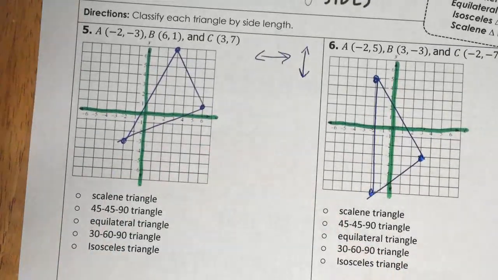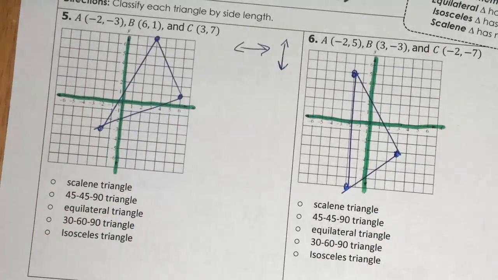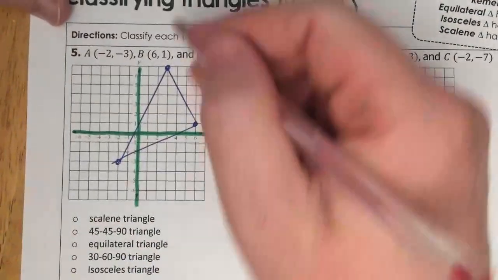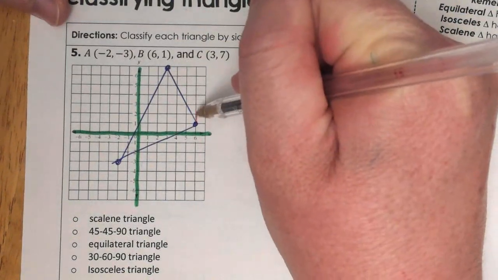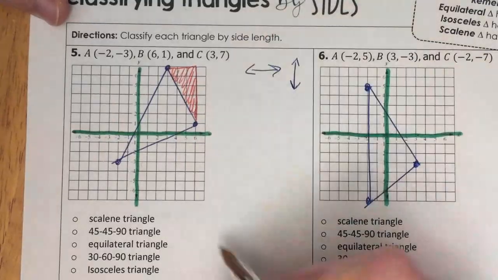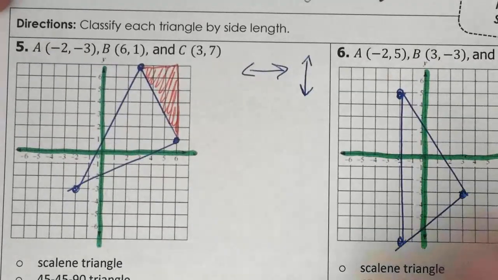Okay, and we're going to decide what these are. Okay, so the first thing we're going to do here is we're going to do the Pythagorean theorem. We have to find these sides. So we're going to make a right triangle. Boop, boop, and shade that in. Okay, so I'm going to zoom in here.